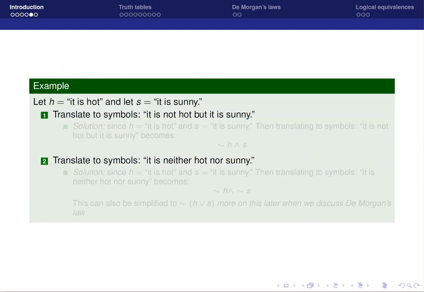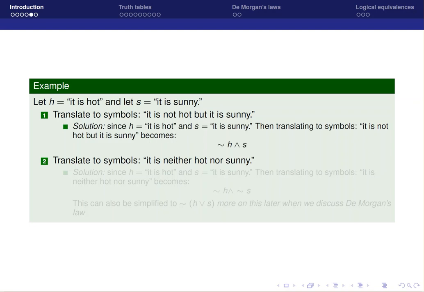So, some examples. Suppose that the letter H represents the statement "it is hot," and the letter S represents the statement "it is sunny." Can you translate to symbols, "it is not hot, but it is sunny"? Take a minute to pause the video here and see if you can figure that out. Also, can you translate into symbols, "it is neither hot nor sunny"?